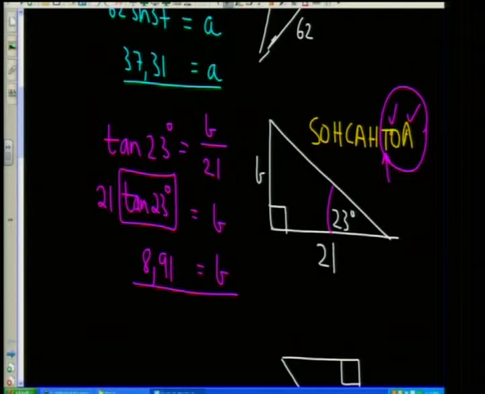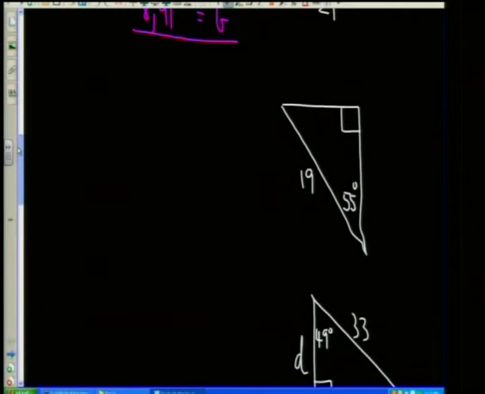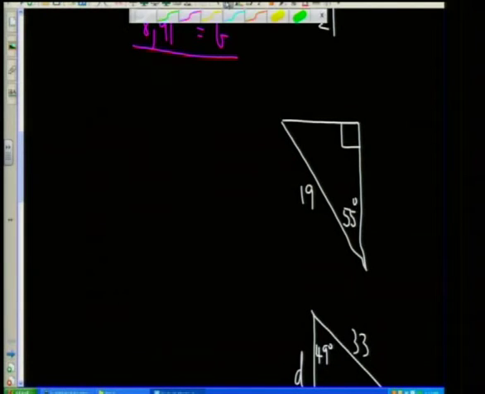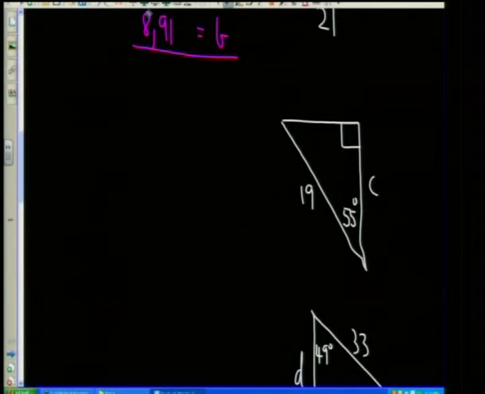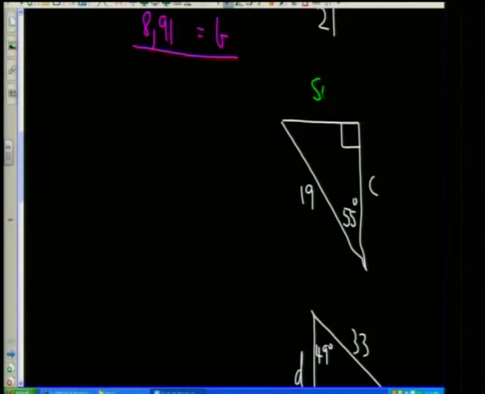8,91, again, whatever units you've been given. Okay, next one. Right, we've got, let's see, this one hasn't been given a side, so let's make that C there. Okay, so let's again write down the acronym, so SOHCAHTOA, and which of these ratios will relate.